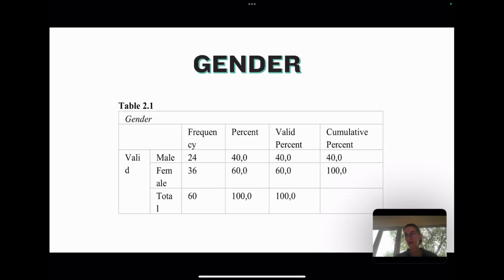Let's start by looking at gender distribution. Out of 60 patients, 36 were female, which is 60%, and 24 were male, or 40%. This means that our study group had more females than males. Understanding gender distribution is important because some health factors, including sarcopenia, can differ between men and women.